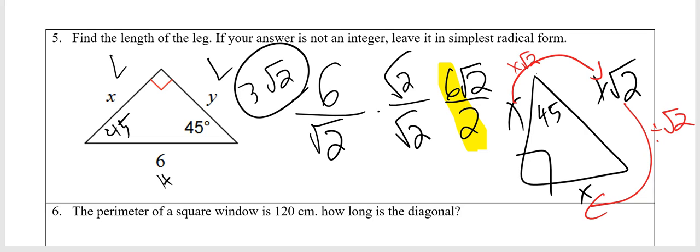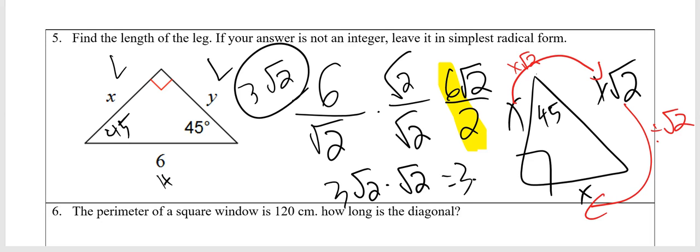We can always check our answer. If I took 3 root 2 times root 2, it's going to give me 3 times 2, because square root of 2 times square root of 2 is 2, and 3 times 2 is 6. So remember, to go from longest to shortest in a 45, you divide by root 2 right here. You must multiply top and bottom by root 2. Simplify, and we get 3 root 2, just like in class.